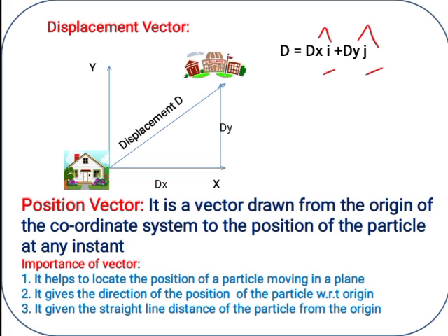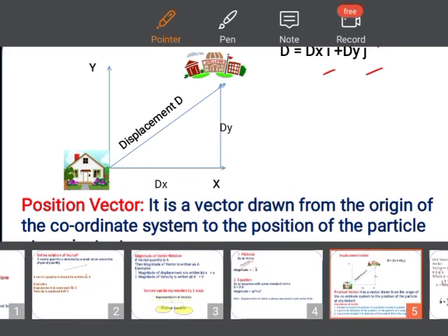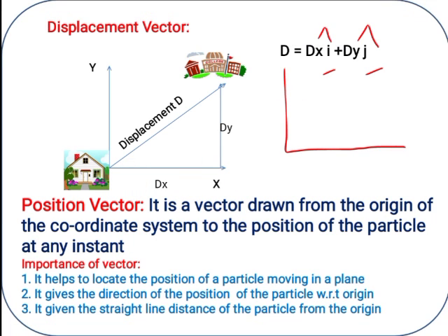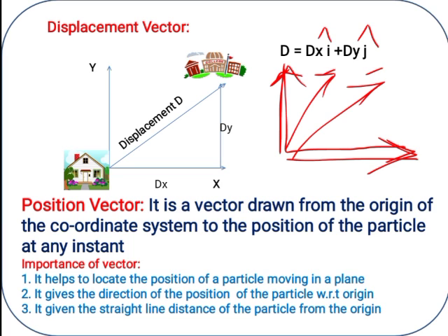So next one, position vector. It is a vector drawn from the origin. So we have to remember what is a position vector. It is a vector drawn from the origin of the coordinate system to the position of the particle at any instant. Origin means what? Suppose we draw two dimensions, because we are discussing 2D. So this is the x-axis and this is the y-axis. If we draw one line from this origin like this, then we say that is the position vector: from the origin of the coordinate system to the position of the particle at any instant.